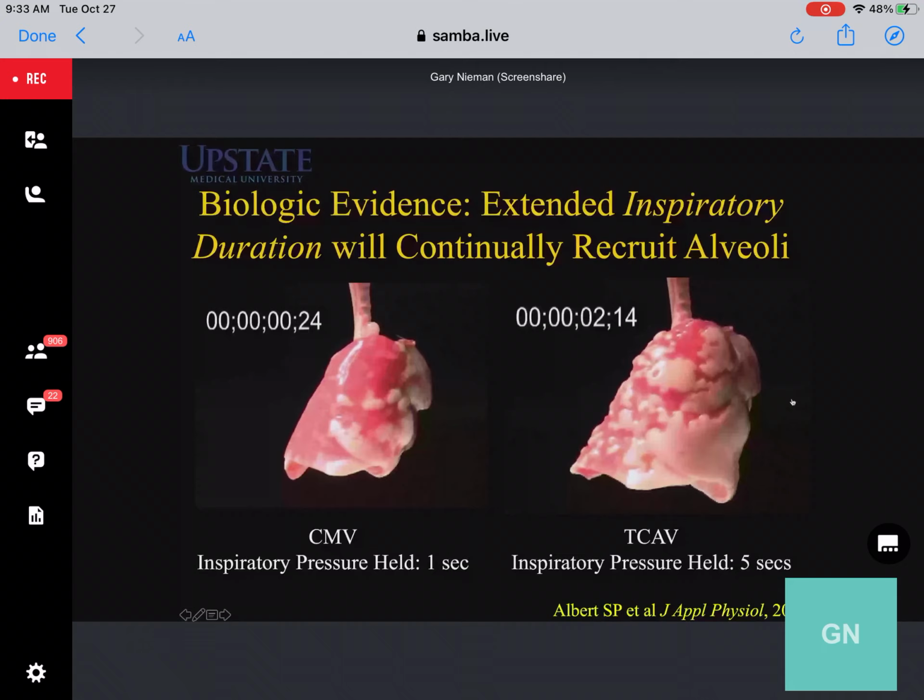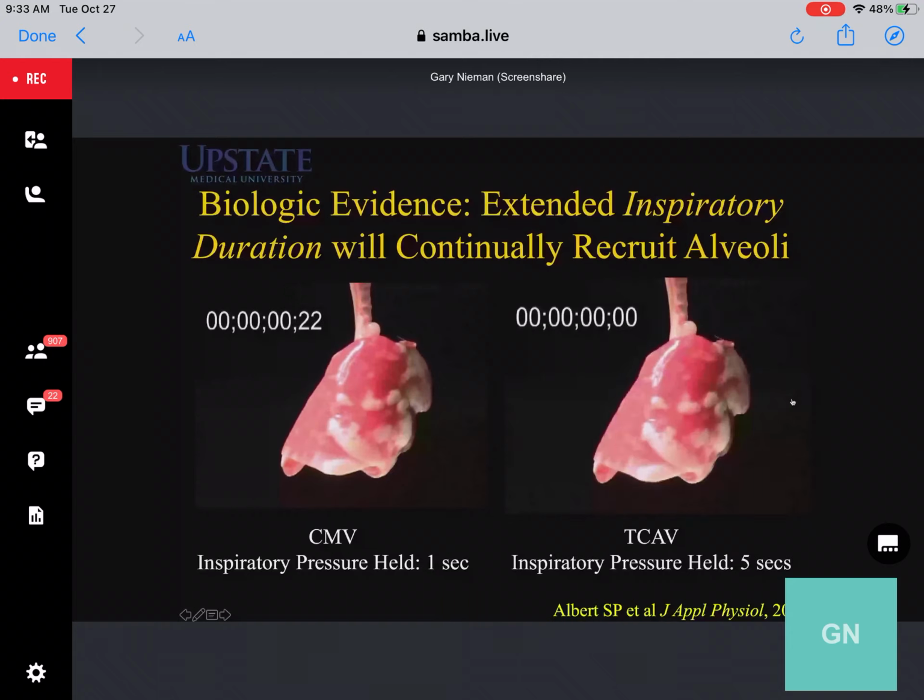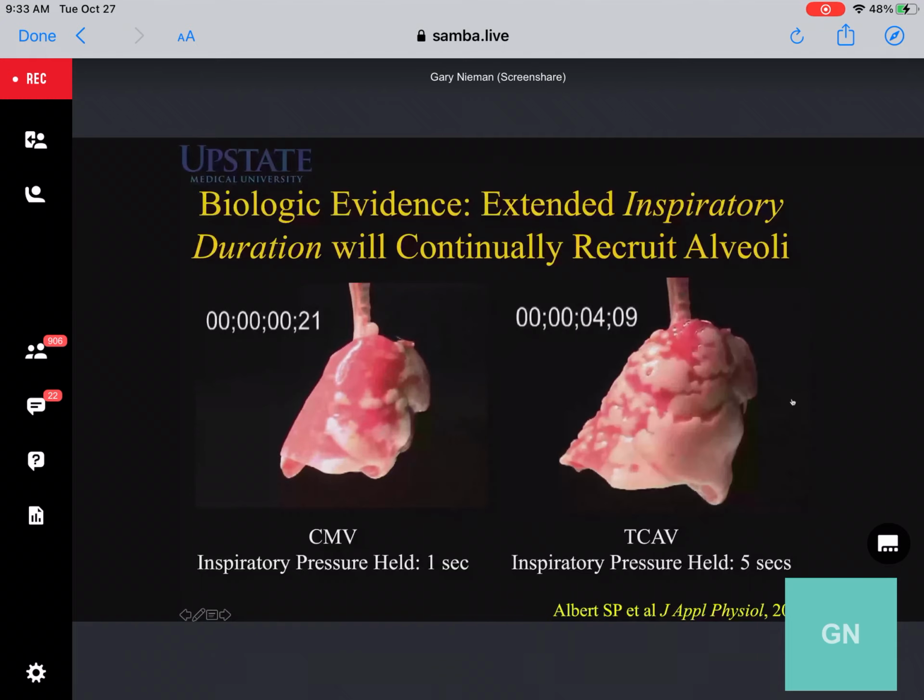And why is this true? It's because alveoli open and collapse is a viscoelastic system. And in this case, we have an ARDS lung, in which the fluid in that dash pot is more like honey than water, and it takes a long time at a given pressure in order for those alveoli to open.